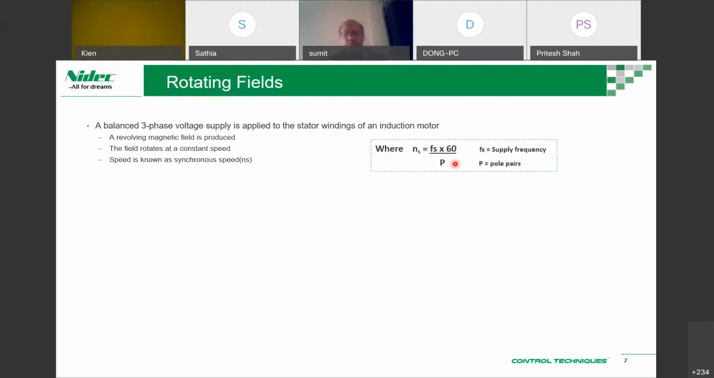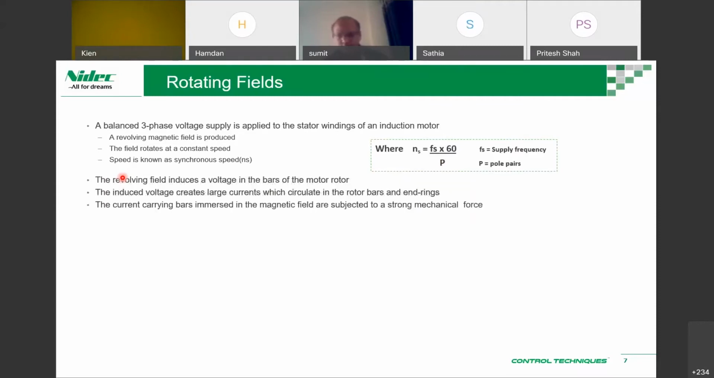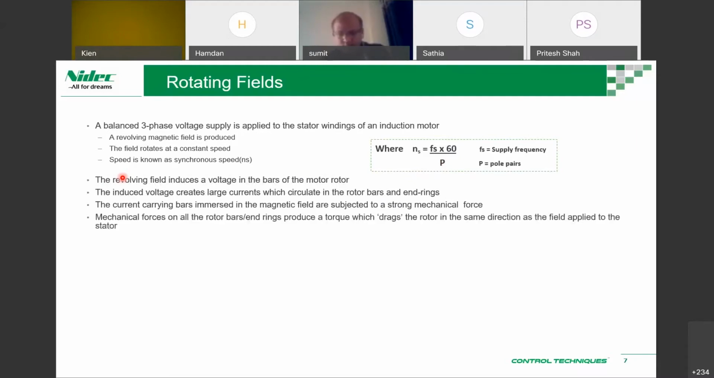So this is what was meant earlier, where the speed is dependent on the frequency being applied, the number of poles, and also the build. The revolving field induces a voltage on the motor rotor. This voltage creates large currents which circulate within the rotor bars and end ring, and the current-carrying bar immersed in a magnetic field is subjected to strong mechanical force.